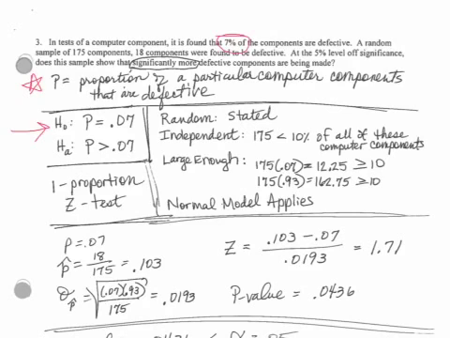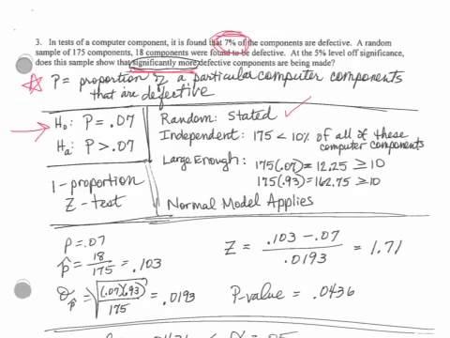All right, so that makes our null hypothesis that p is 0.07, found from the claim. And then we are wondering if there is significantly more defective, so that's p is greater than 0.07. So that's your parameter and your hypothesis statements.